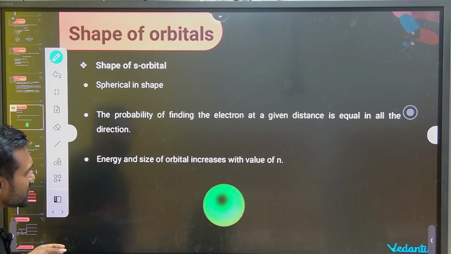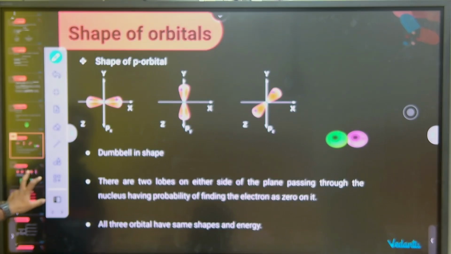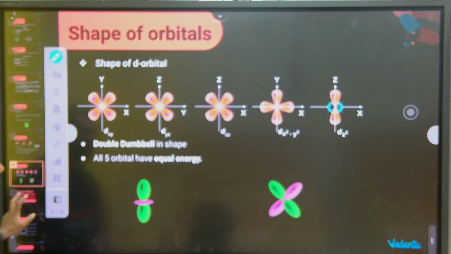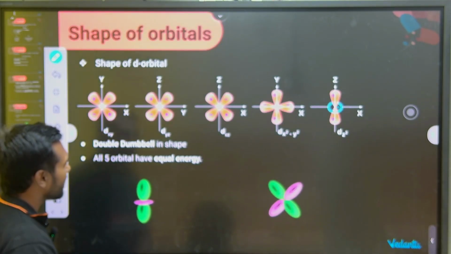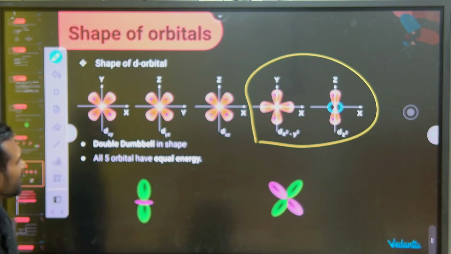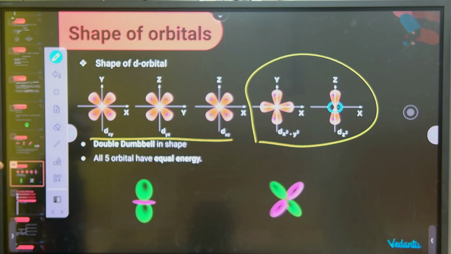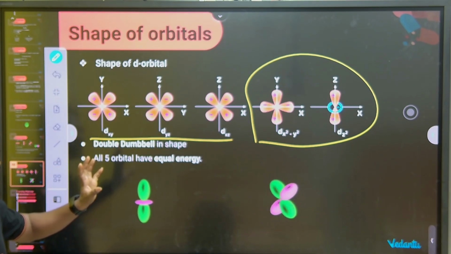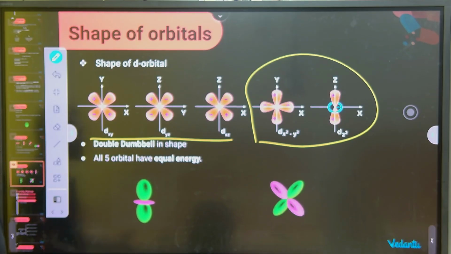S orbital is spherical in shape, right? And p orbitals are dumbbell in shape, and d orbitals are double dumbbell in shape. In the double dumbbell shapes, especially these two are very important. These three are one set, and these two are one set. These three have lobes with electron densities between the axes, and those two have lobes with electron densities along the axes.